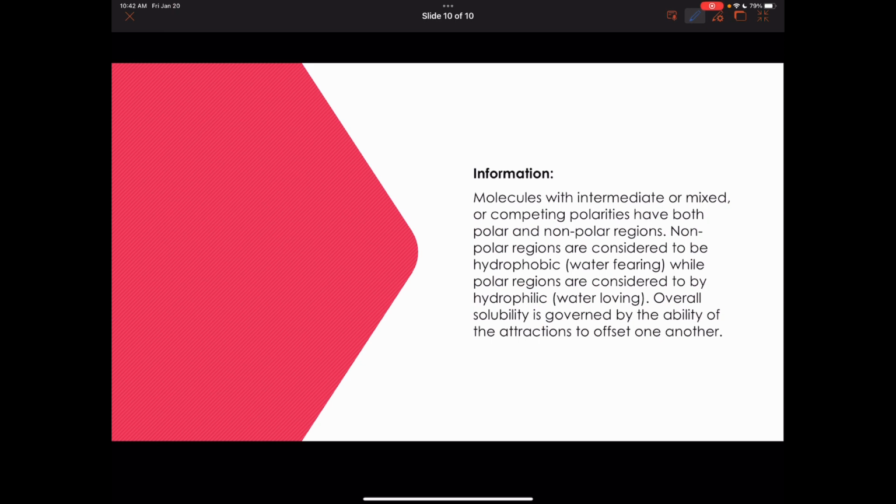We have that large nonpolar region. It doesn't interact very well with polar substances. While polar regions are considered to be hydrophilic or water-loving, overall solubility is governed by the ability of the attractions to offset one another. So again, that's what we saw in our last example.